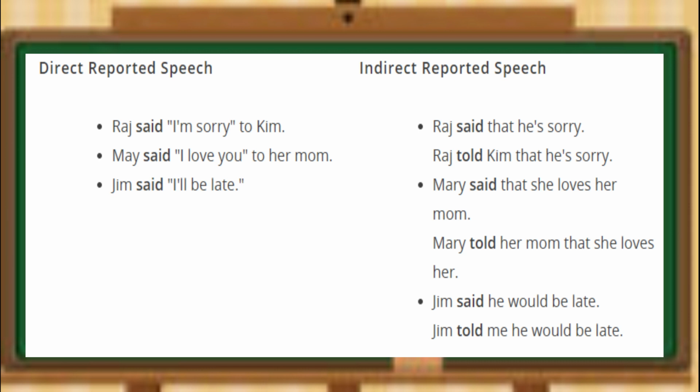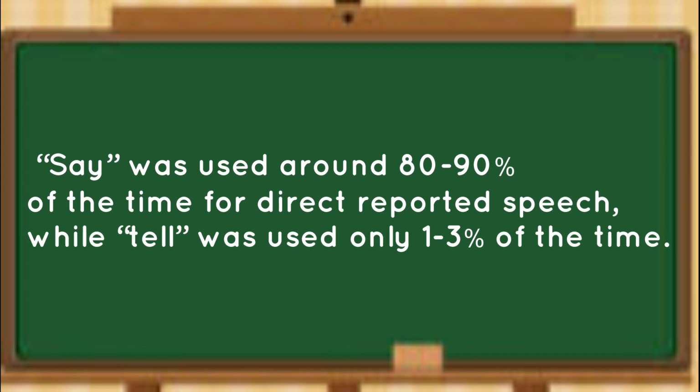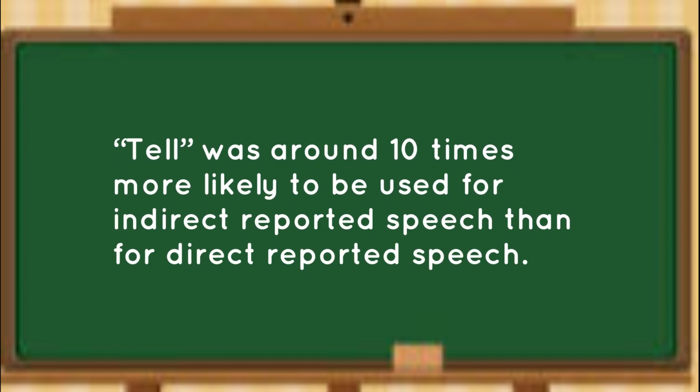This difference has actually been shown in studies. For example, a study of American English found that say was used around 80% to 90% of the time for direct reported speech, while tell was used only 1 to 3% of the time. A British English study found that tell was around 10 times more likely to be used for indirect reported speech than for direct reported speech.